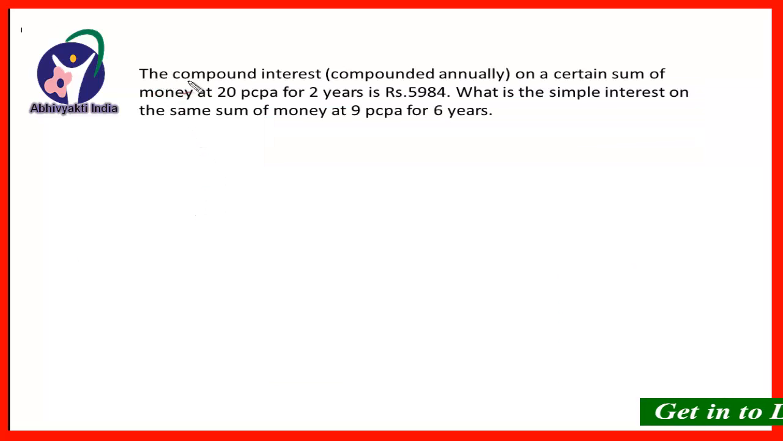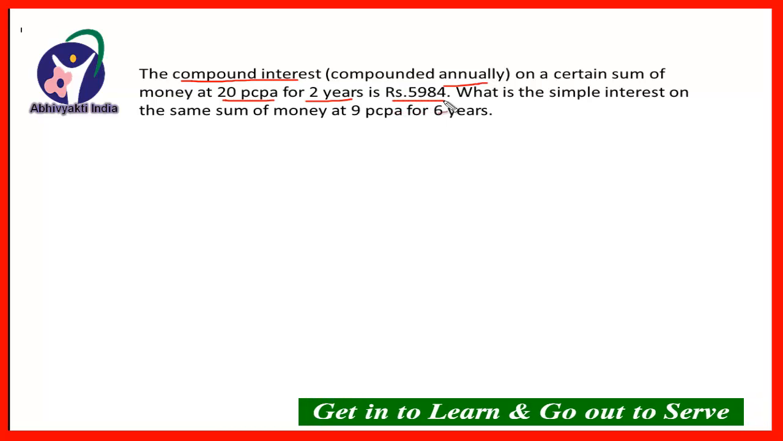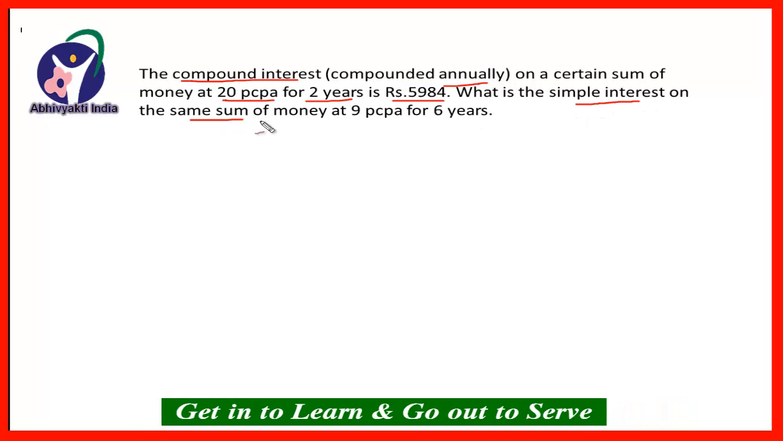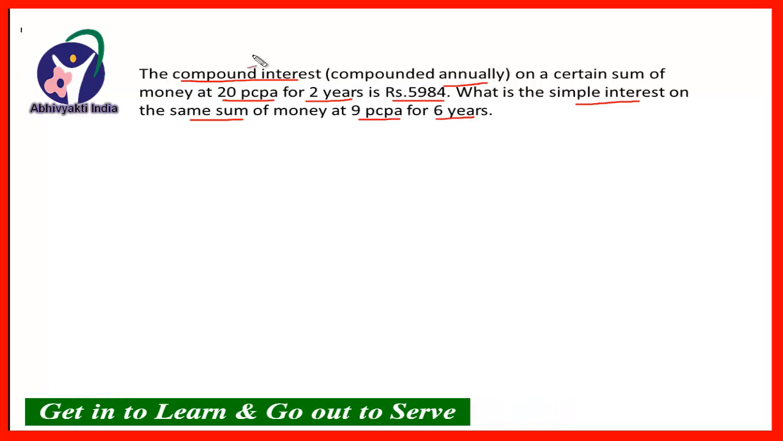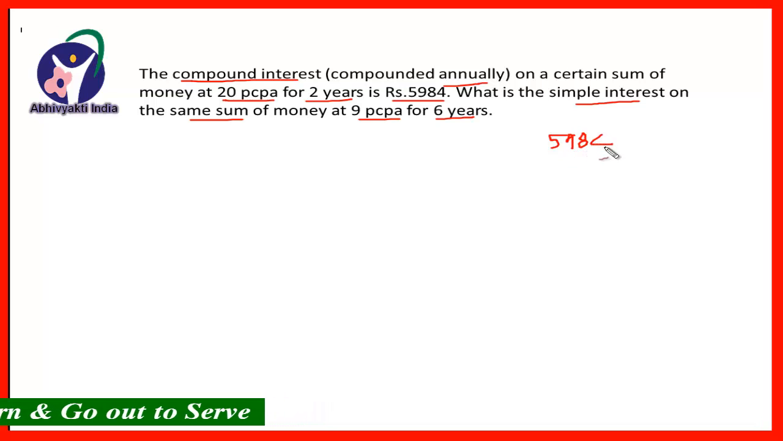The next question is: the compound interest, compounded annually on a certain sum of money at 20% for 2 years, is rupees 5,984. What is the simple interest on the same sum of money at 9% per annum for 6 years? The compound interest received is 5,984 with 20% per annum for 2 years.